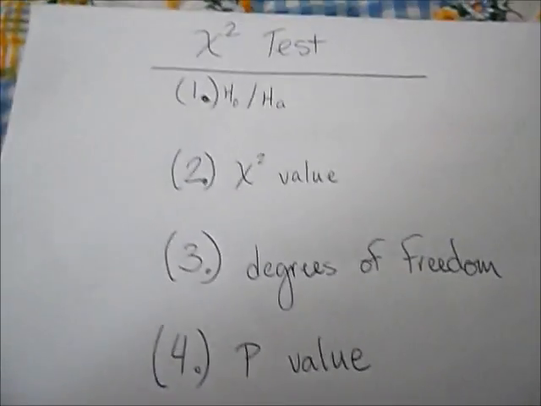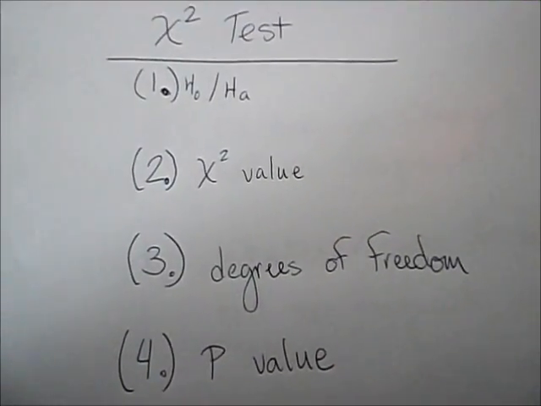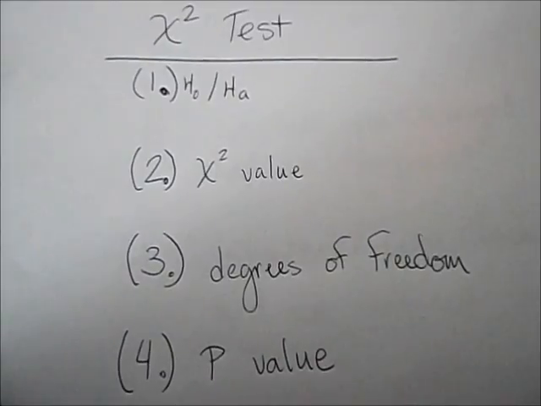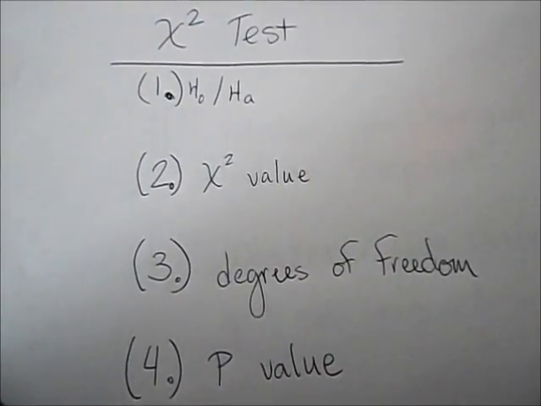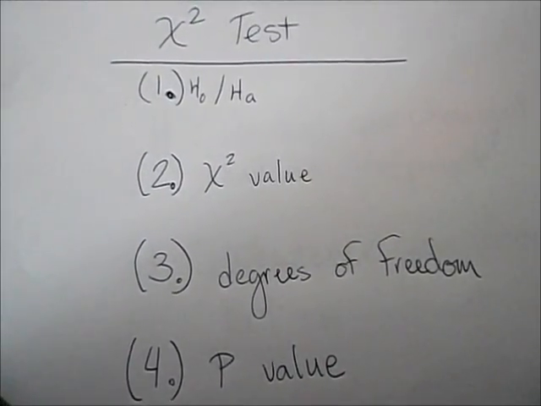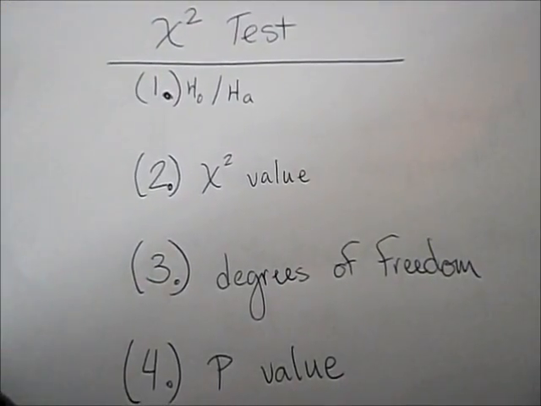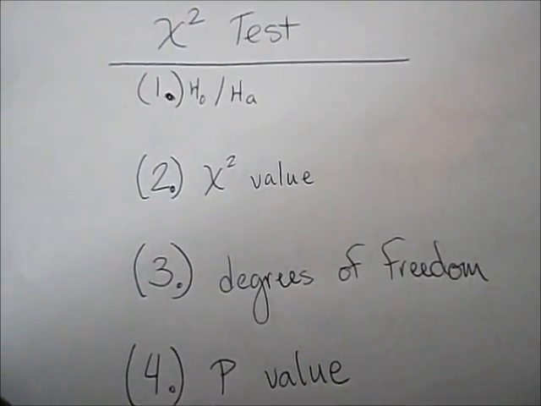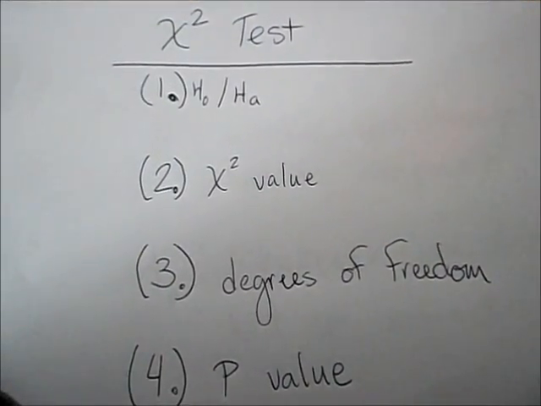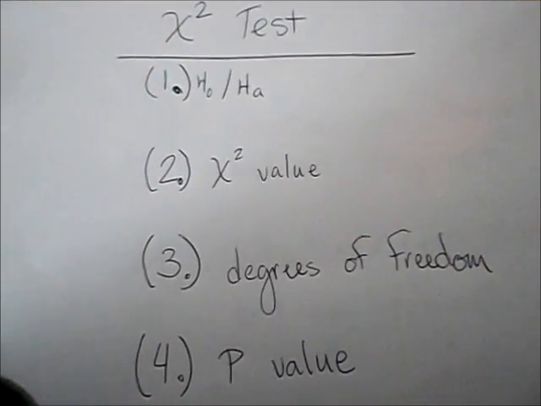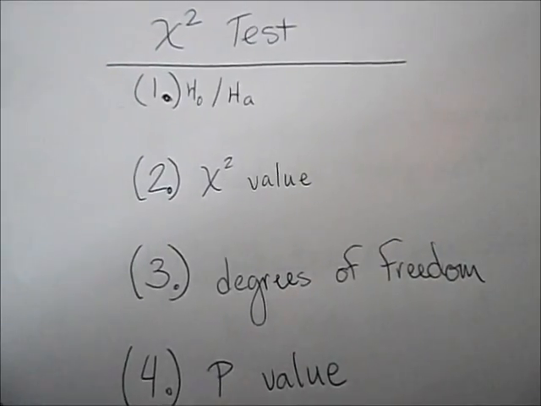So we are here today to talk about the chi-squared test. What a chi-squared test allows us to do is to figure out if the variation we observe in an experiment is due to random chance, or if that variation is due to some other cause. And the way we figure this out is we use four different but important pieces, right?